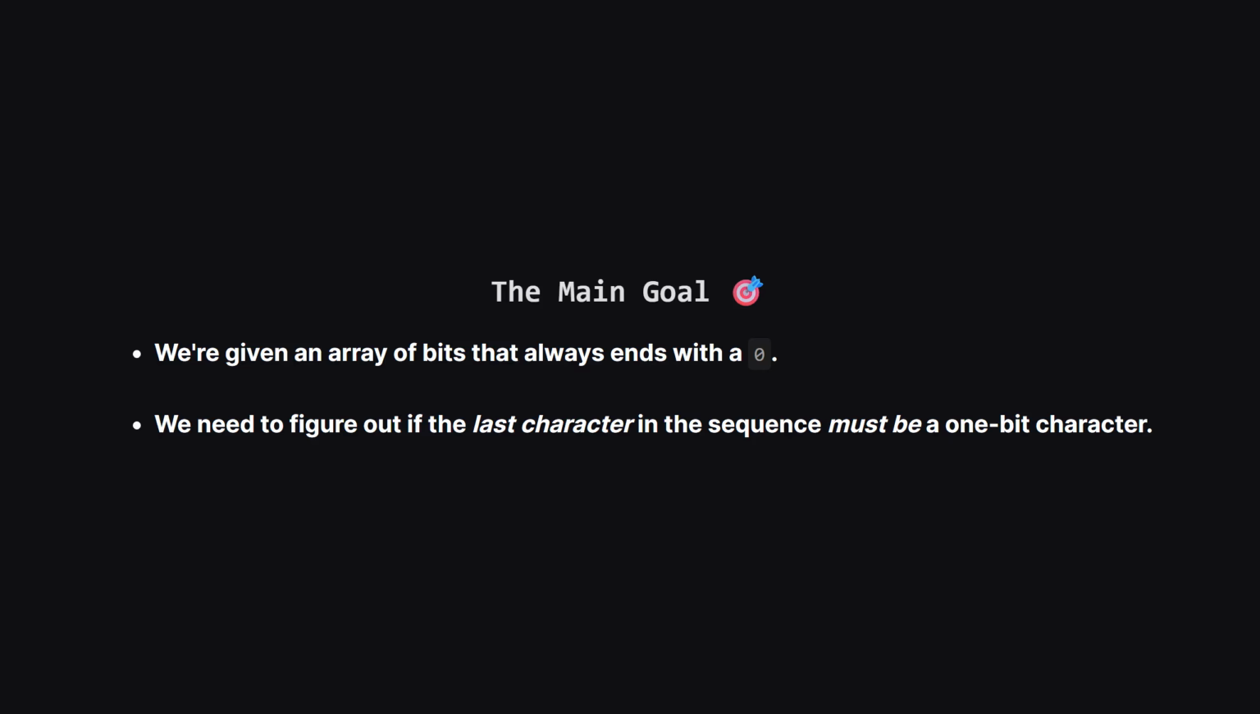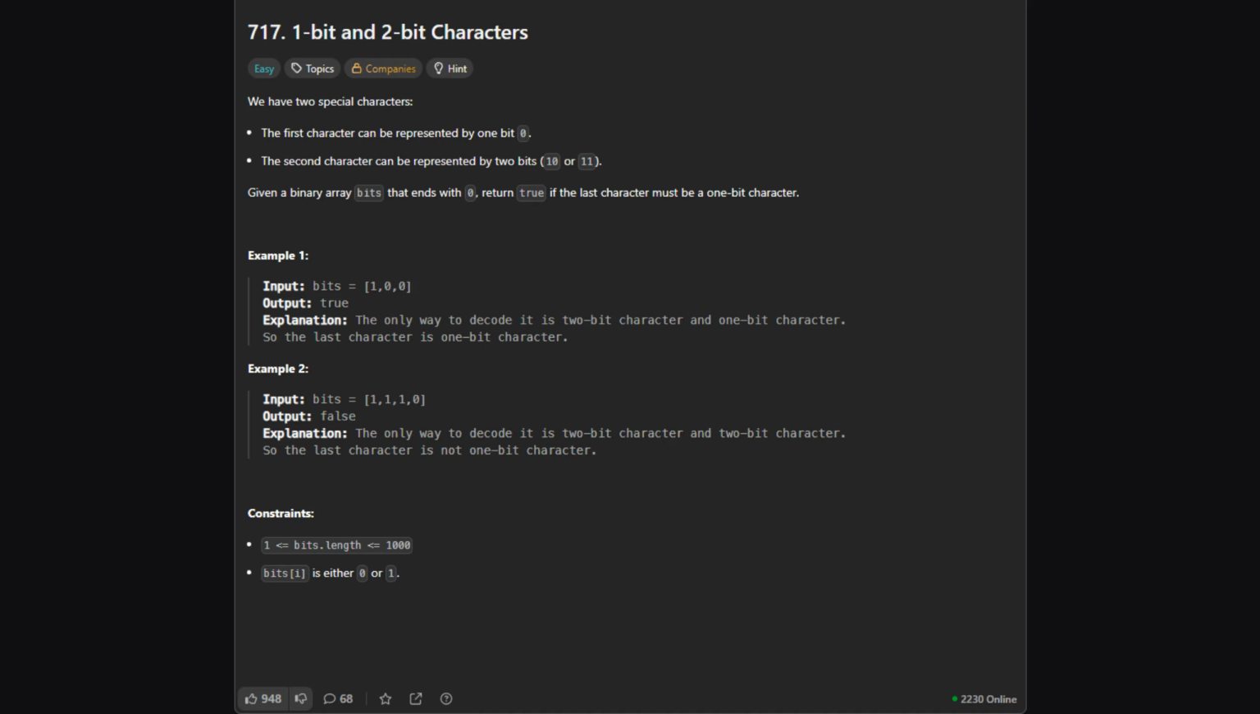So what's our job? We get an array of these bits, and we're guaranteed that the very last bit in the array is a 0. Our task is to decode the entire sequence and determine one thing. Is that final character forced to be a 1-bit character, the simple 0, or is it part of a 2-bit character? Here's the problem statement from Leetcode. The key is that the decoding must be done from the beginning of the array. You can't just look at the end. You have to see how the bits group together from the start to know what the final character is.